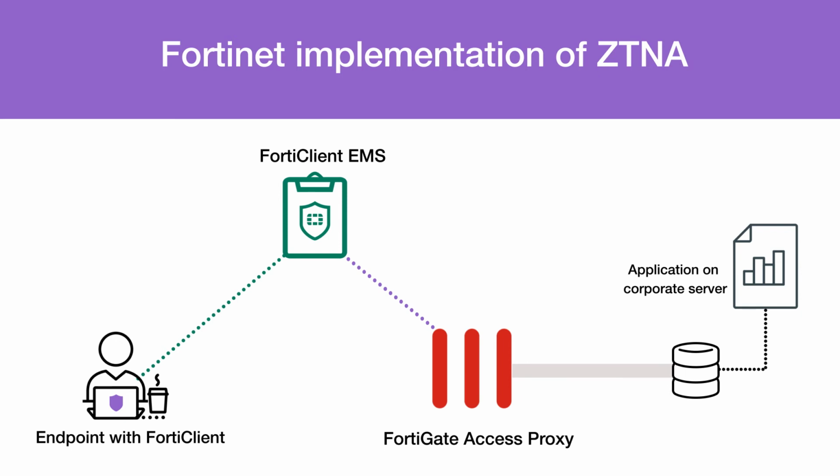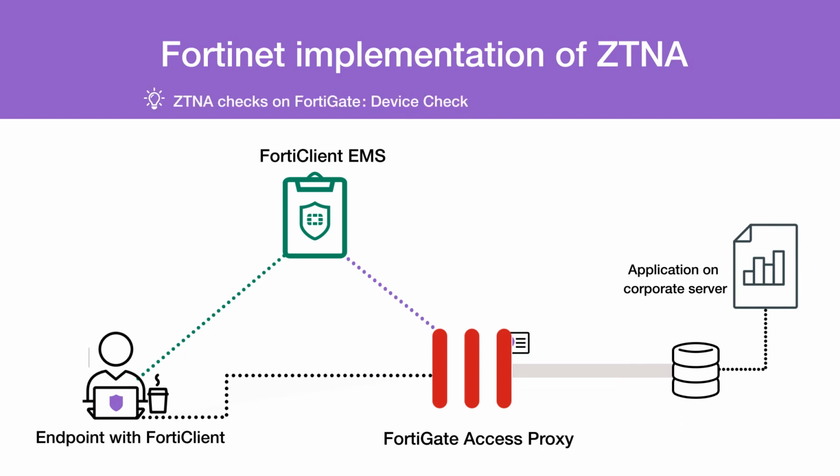So when the endpoint sends a request to access the application, FortiGate performs the following checks. Device check, by verifying that the certificate information on the FortiGate matches the certificate on the FortiClient endpoint. User identity check with multi-factor authentication, and the endpoint posture check based on the EMS tags. If the endpoint passes these verification steps, FortiGate grants access to the requested application. All these checks are performed in real time.